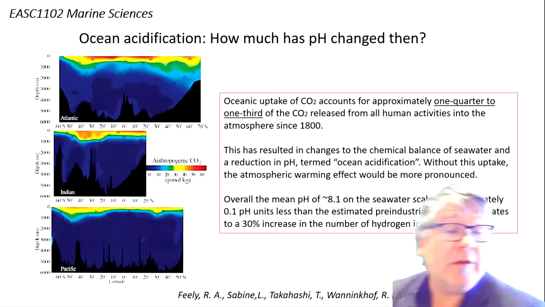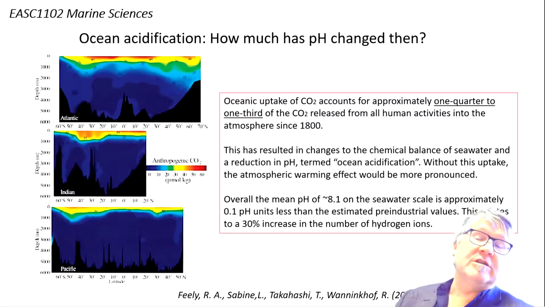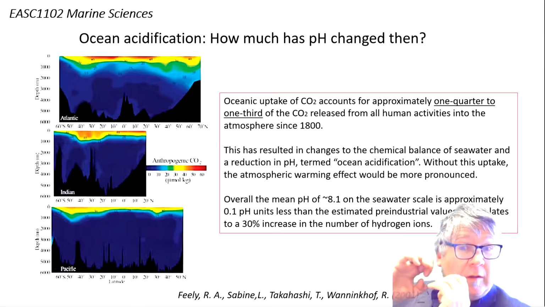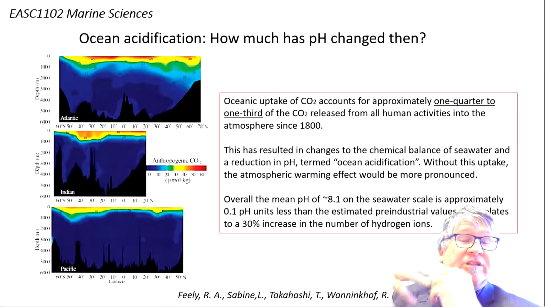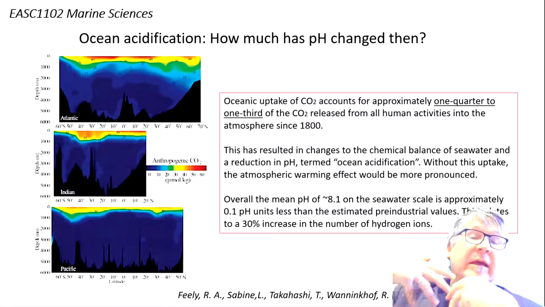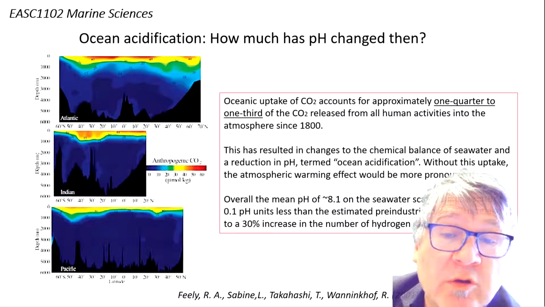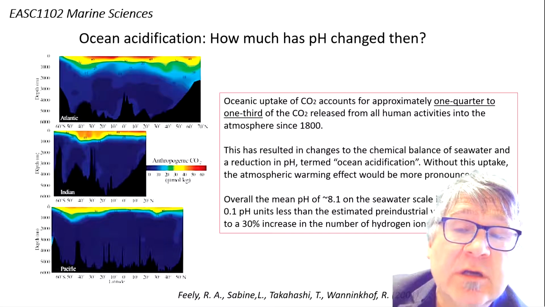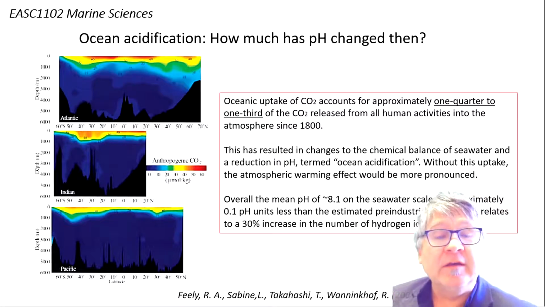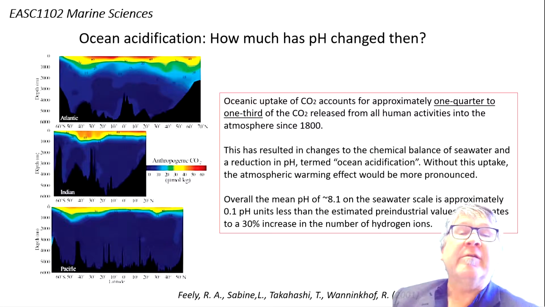So here we go. Now you can see the changes. And this is what we call ocean acidification, the changes in dissolved CO2 concentrations in the oceans since the beginning of the Industrial Revolution.